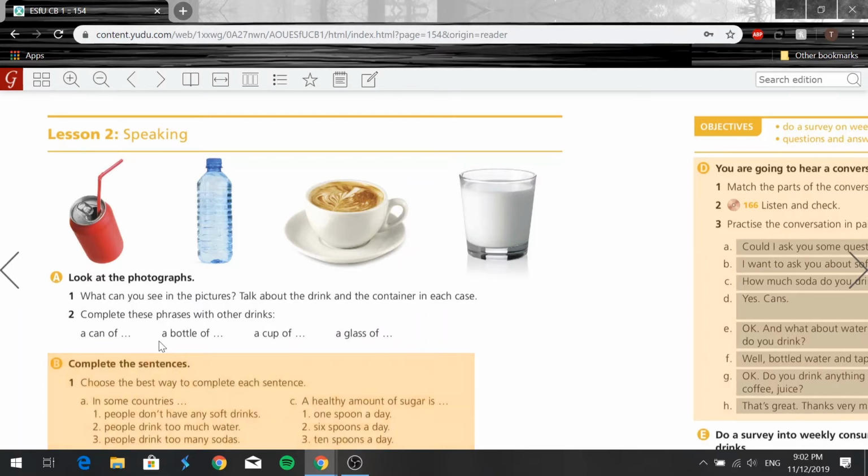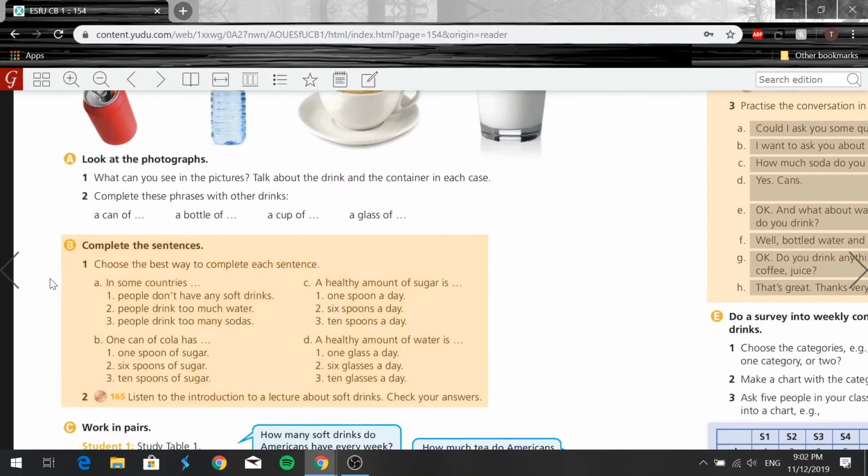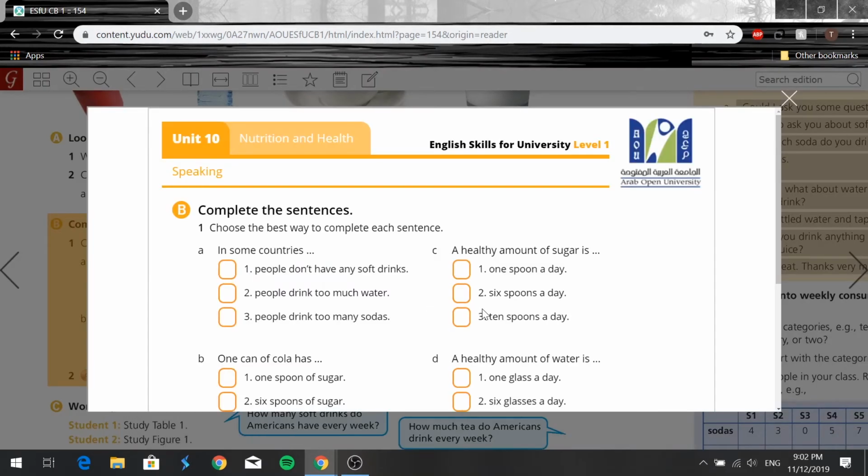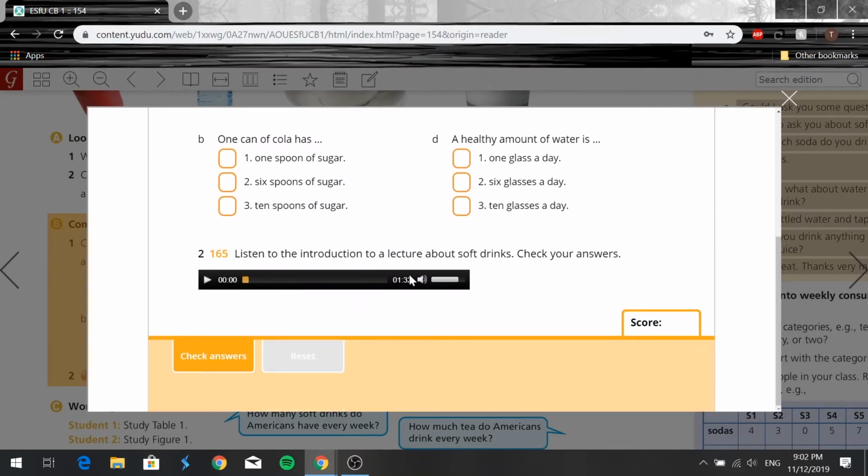Okay? Now let's go to exercise B, complete the sentences, right? Looks like we have an introduction here, so I'm going to listen to the introduction first, and then we'll complete the exercise. So here we go.